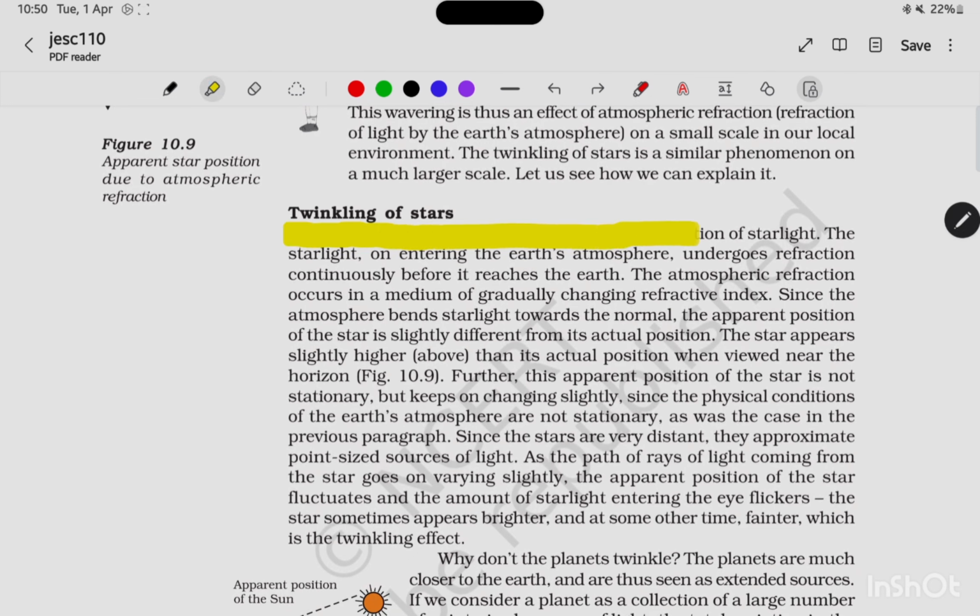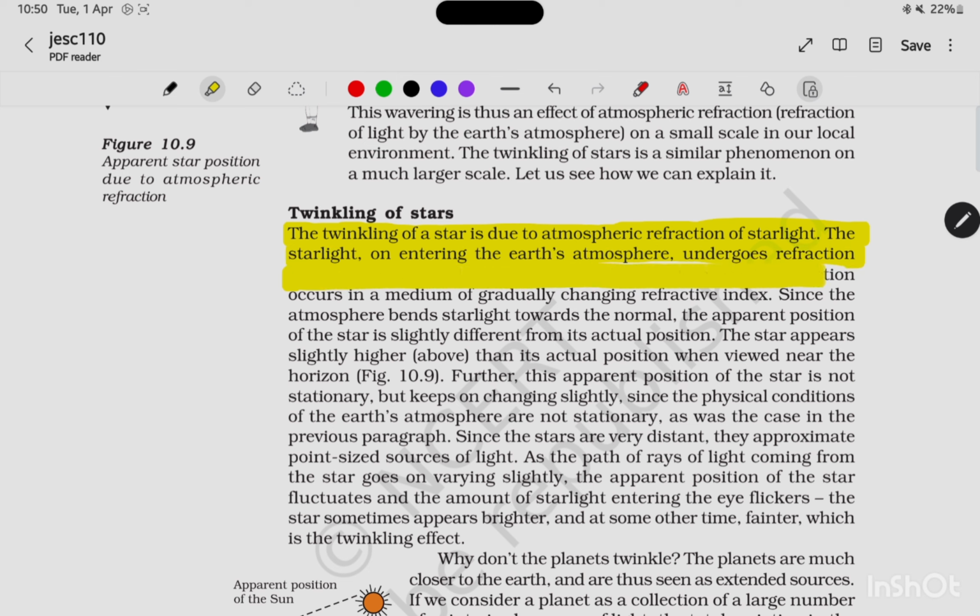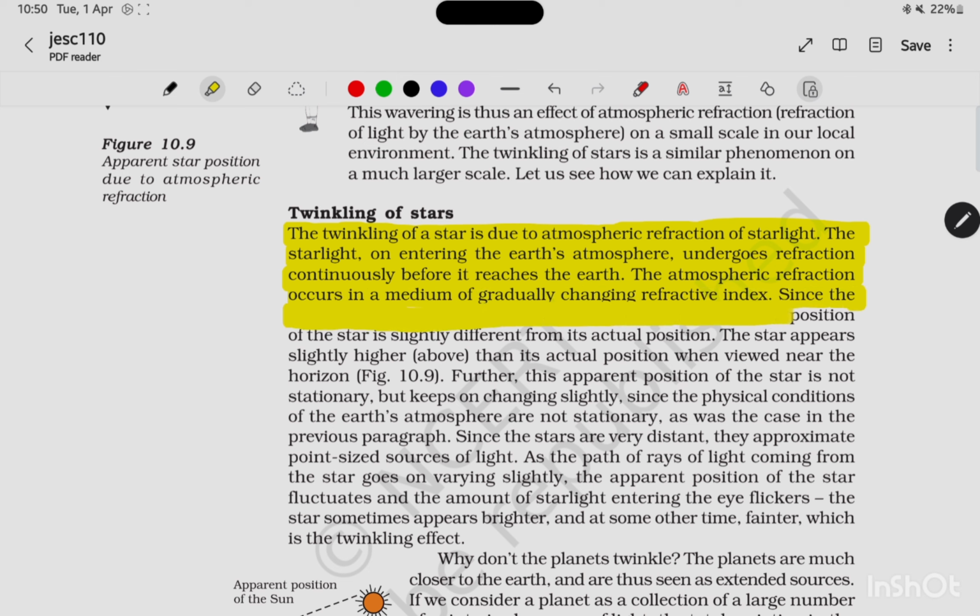The twinkling of stars is due to atmospheric refraction of the starlight. The starlight on entering the Earth's atmosphere undergoes refraction continuously before it reaches the Earth. The atmospheric refraction occurs in a medium of gradually changing refractive index. Since the atmosphere bends starlight towards the normal, the apparent position of the star is slightly different from its actual position. The star appears slightly higher than its actual position when viewed near the horizon.